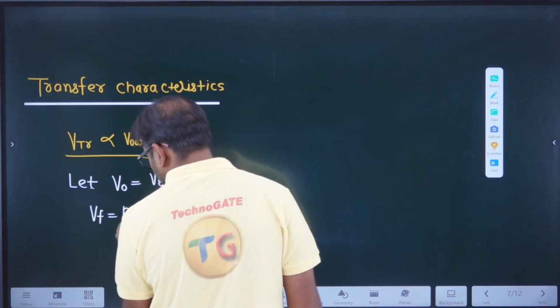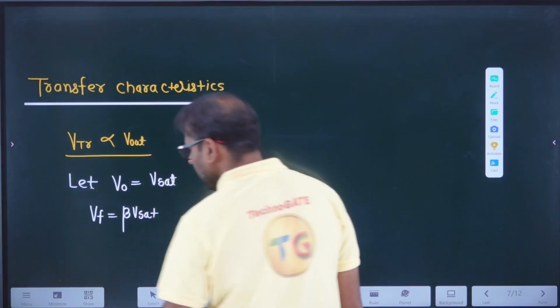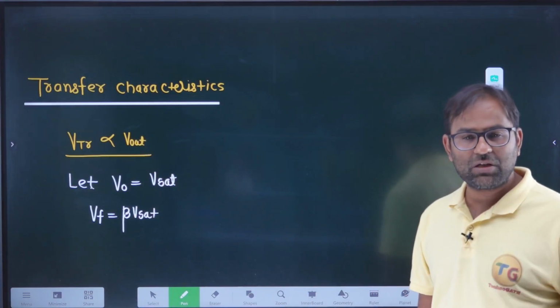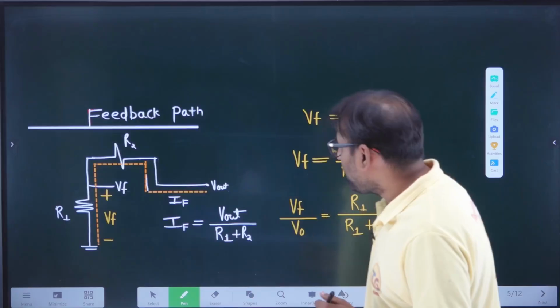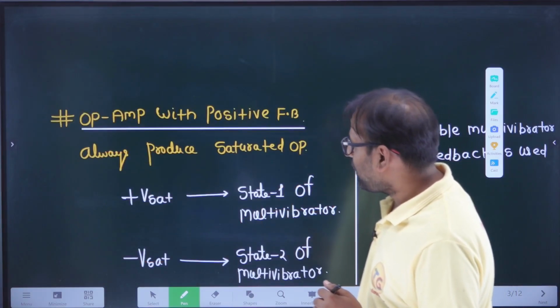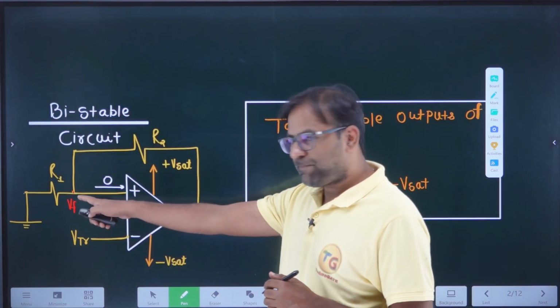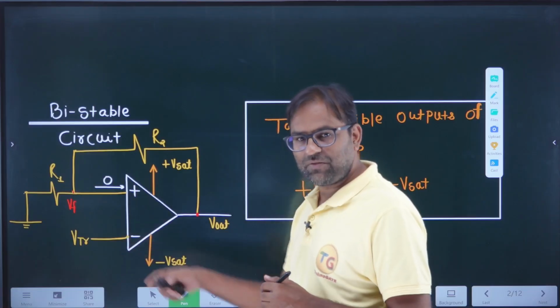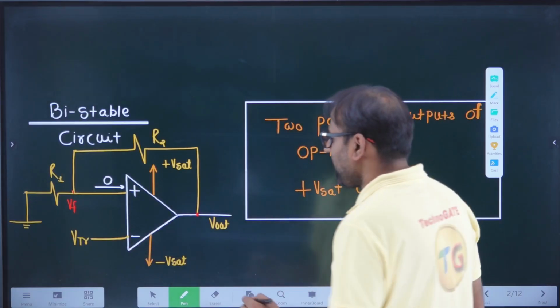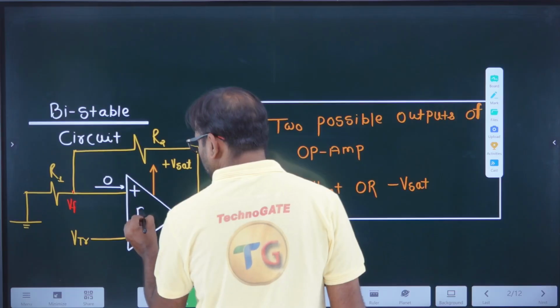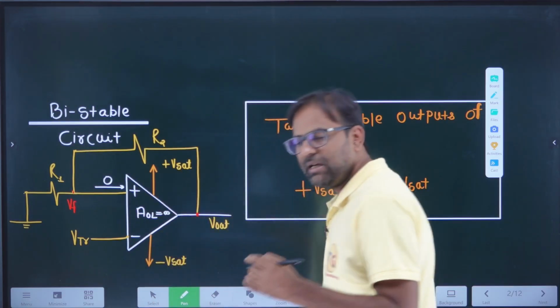Beta into plus V saturation. Correct? This is beta into V saturation. And what is the output? So can I say the output of the op-amp is given by V plus, which is feedback voltage, minus VTR, multiplied by open loop gain. And as you know, the open loop gain of the op-amp is always equivalent to infinite for an ideal op-amp.